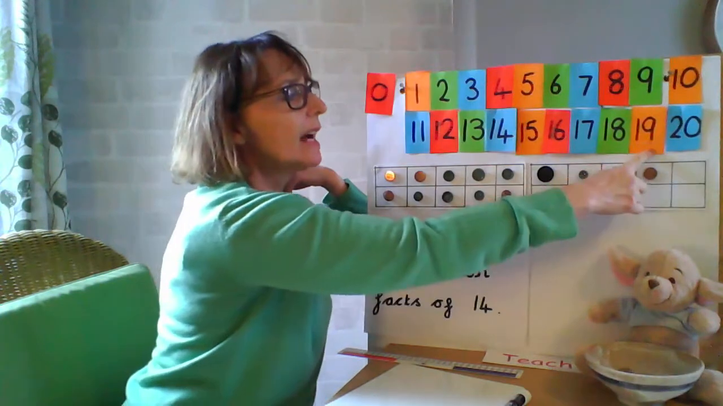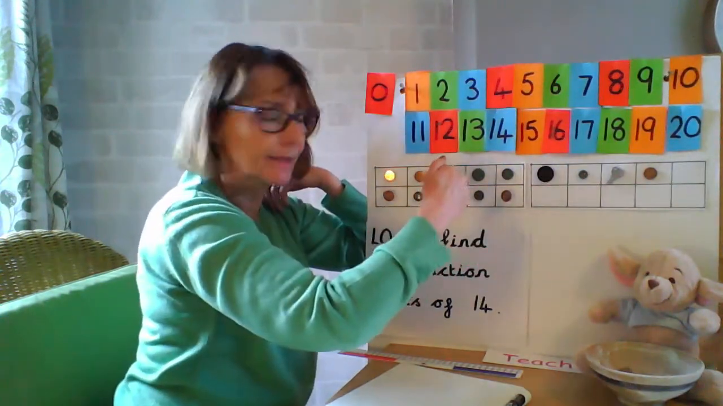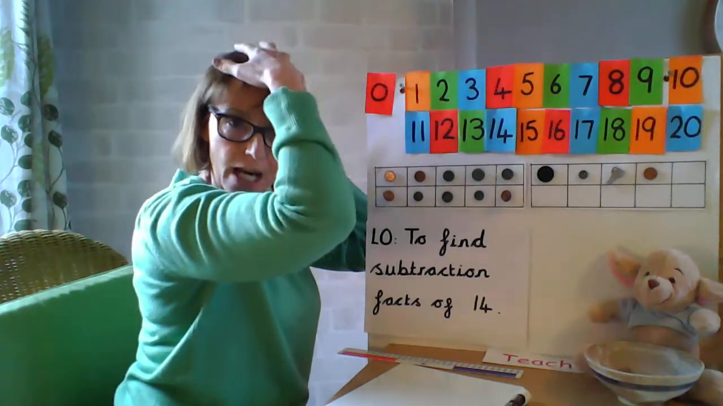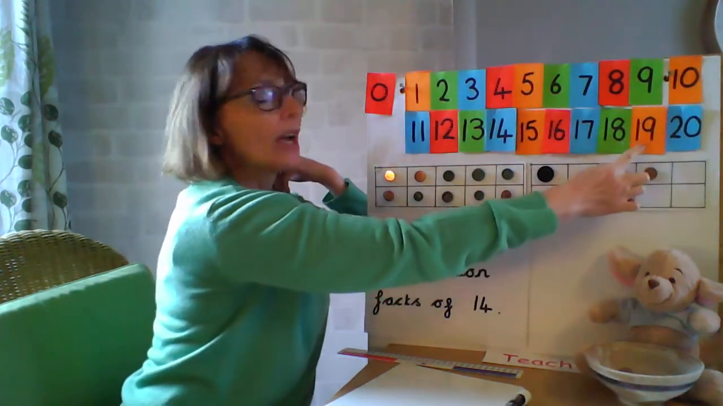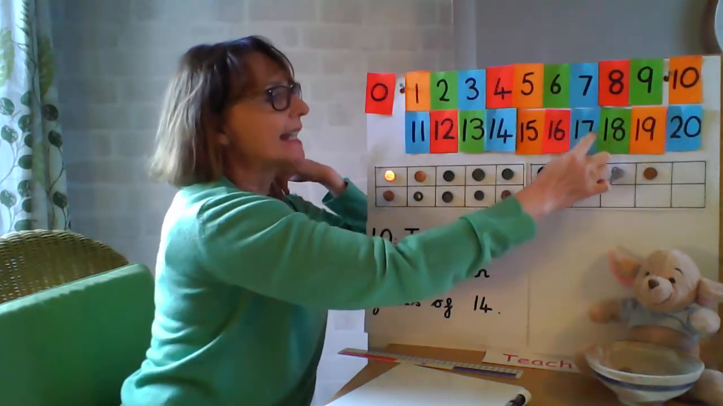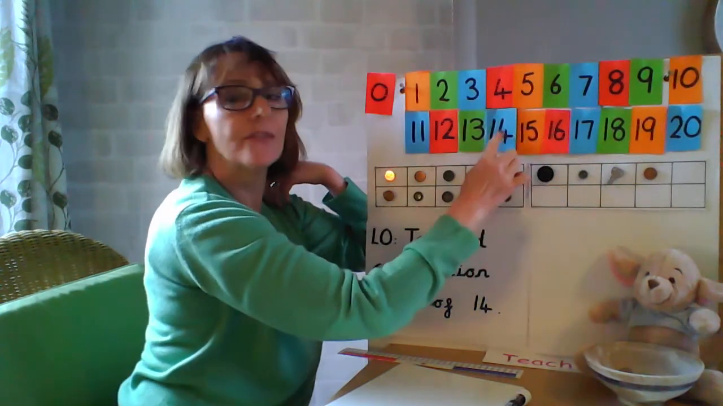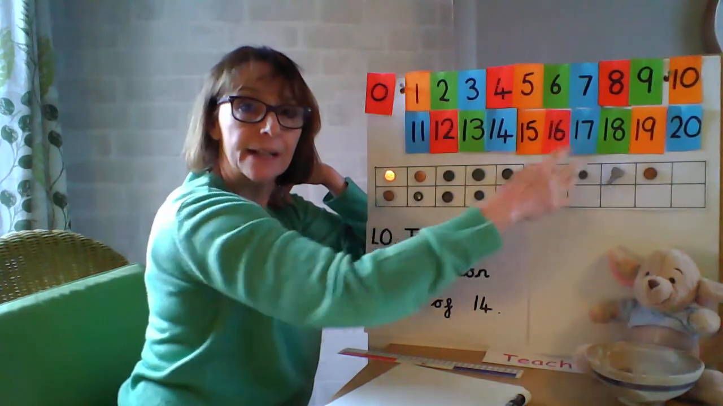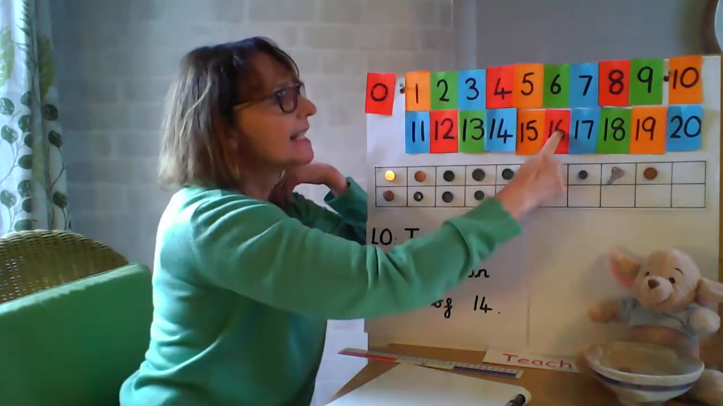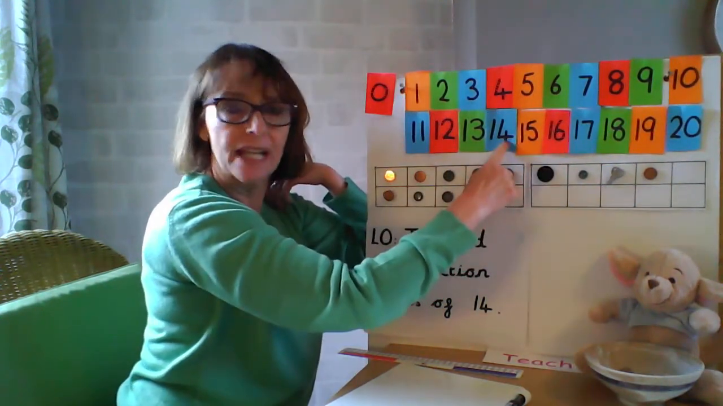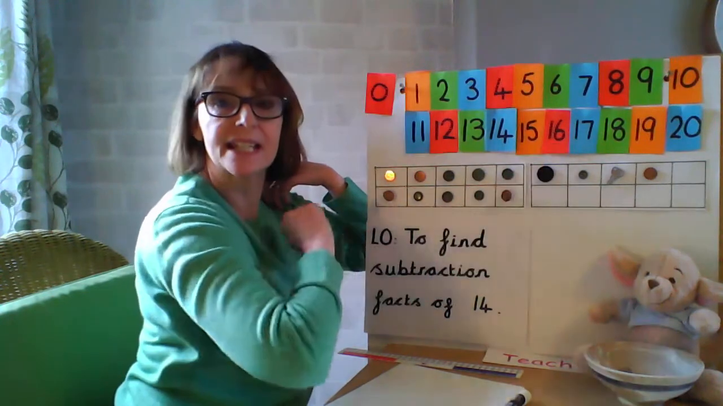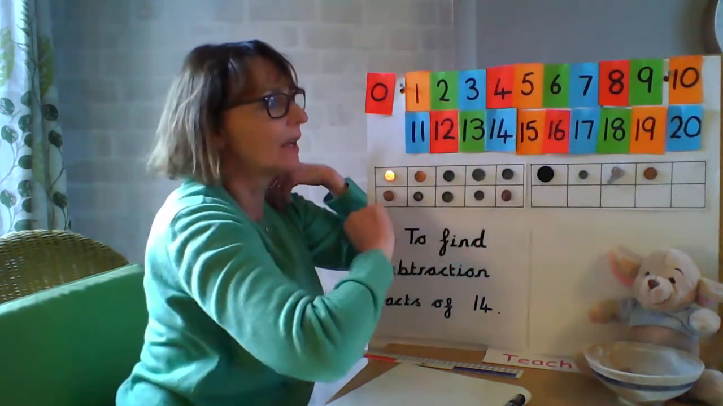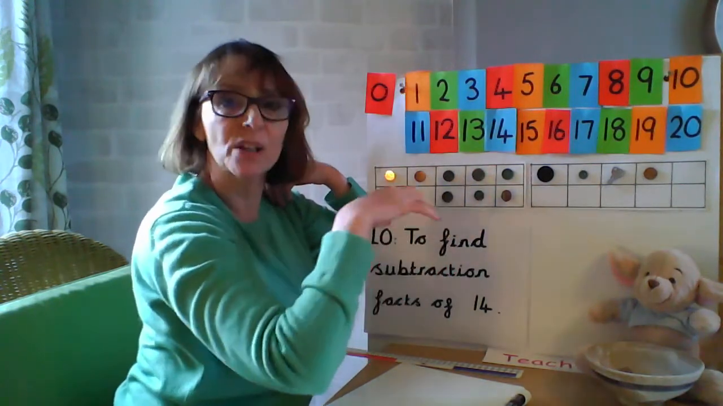Okay, let's start at 19 and count backwards. So let's put 19 in our heads. We should have done that with 20 really, but 19. So we go 18, 17, 16, 15, 14. Let's try counting backwards from 17. 16, 15, 14. Let's try from 16. 15, 14.